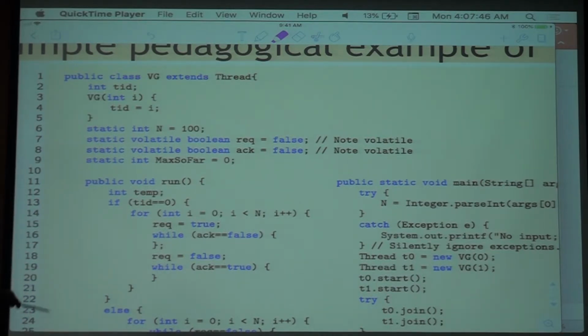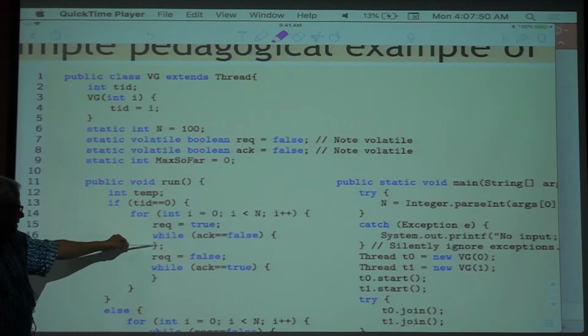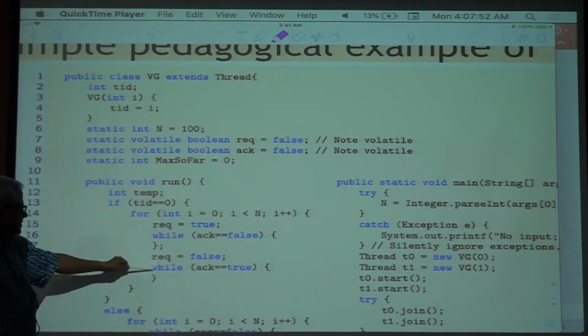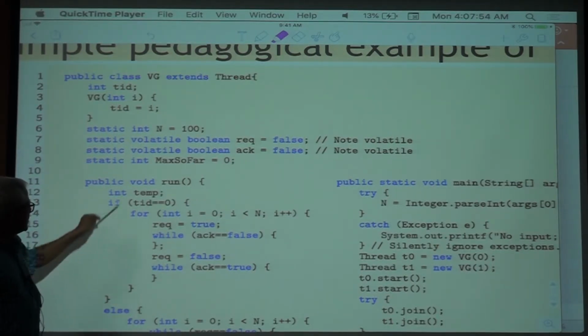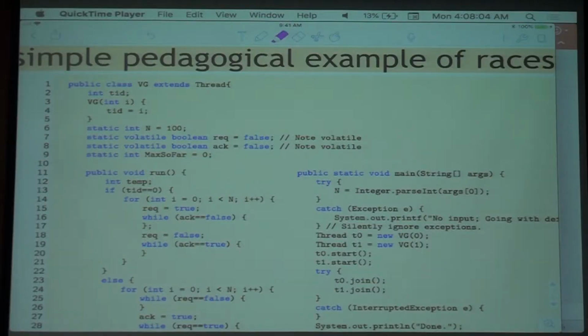We can read this code later. You can see this: request equal to true, while ACK equal to false, wait. Request equal to false, while ACK equal to true, wait. And do this a certain number of times. But now the experiment is to run it in two different ways. One way is to declare it as static volatile Boolean. And the second way is to eliminate volatile. That's it. Just remove the word volatile.